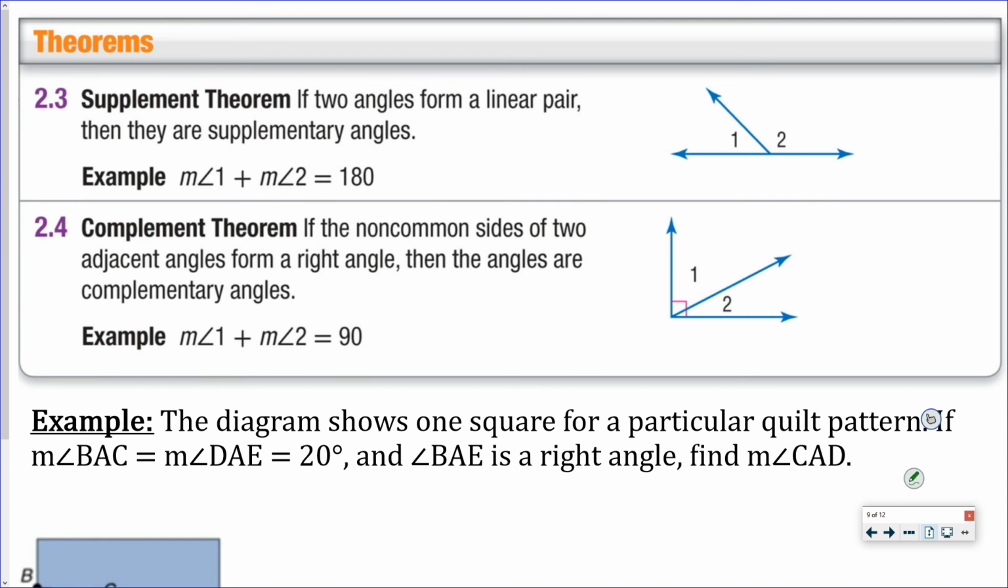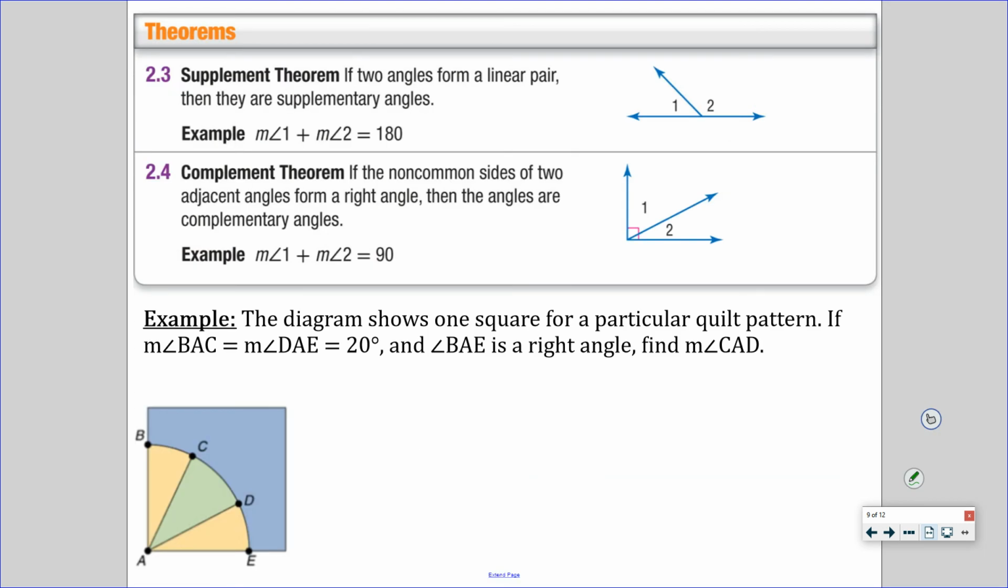Complement theorem. If the non-common sides of two adjacent angles form a right angle, like this photo, then the angles are complementary, meaning the measures of those two angles total what? 90. Yep. Okay. Talked about this before.